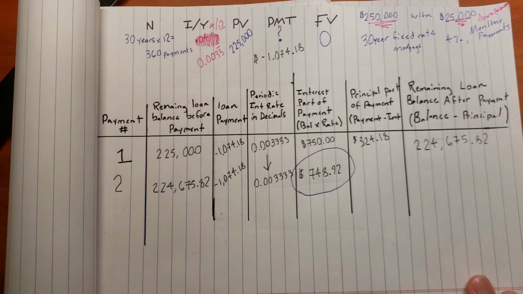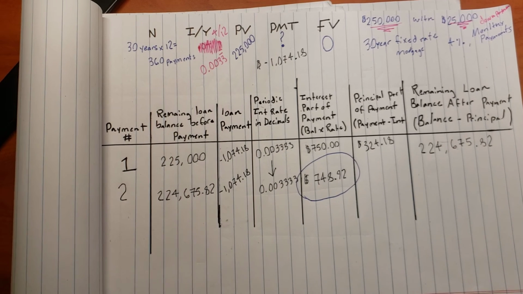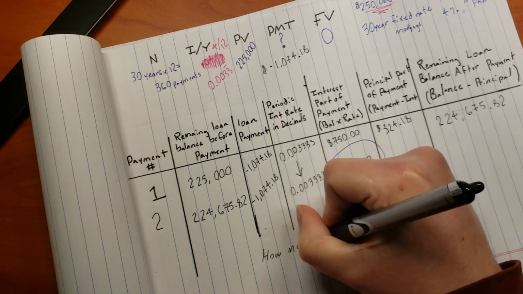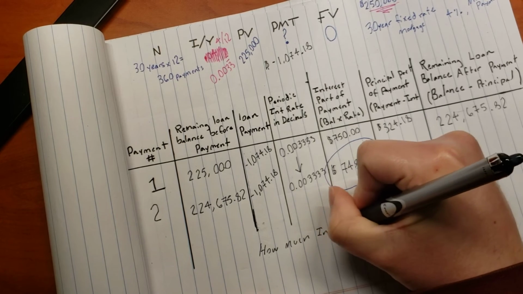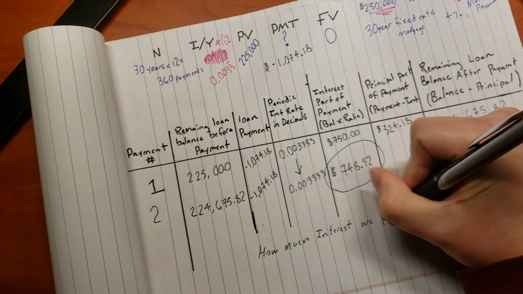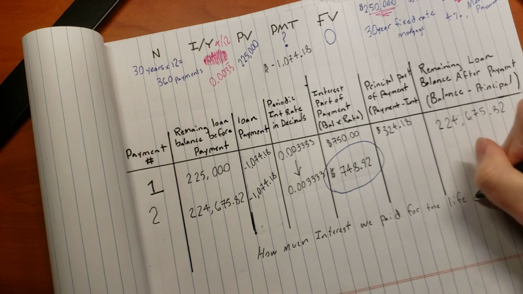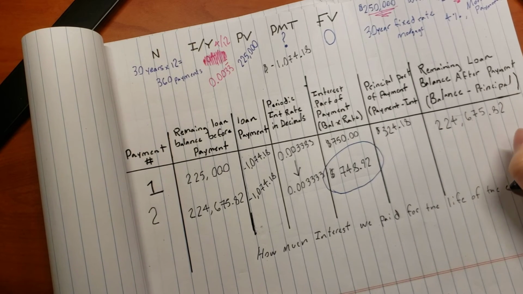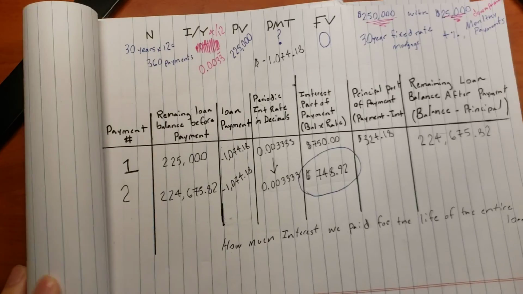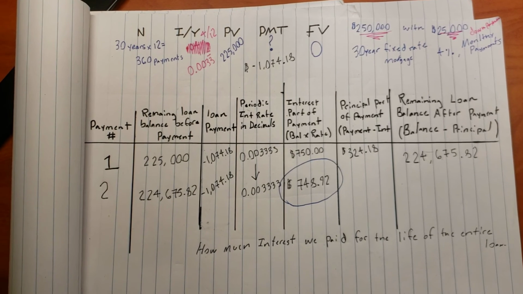Okay, and now there's another part. Now we want to know how much interest we paid for the life of the entire loan. How much interest did we pay altogether?